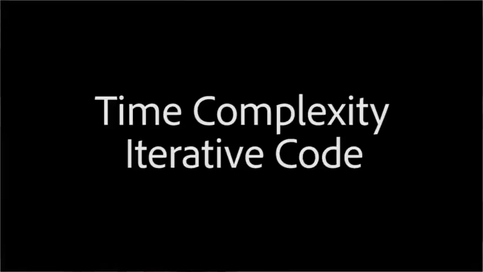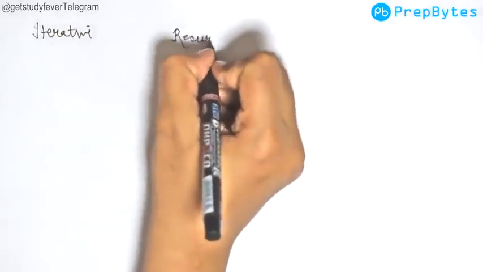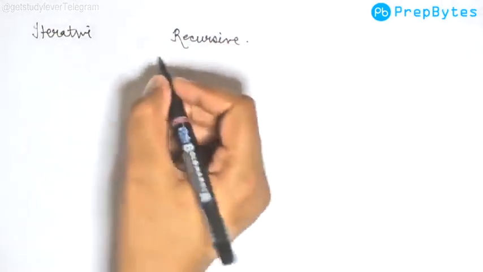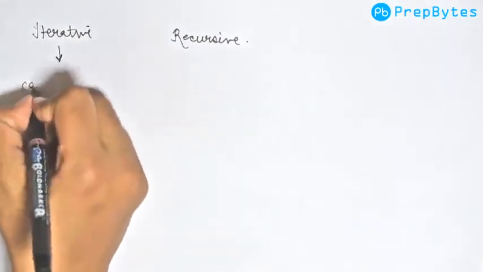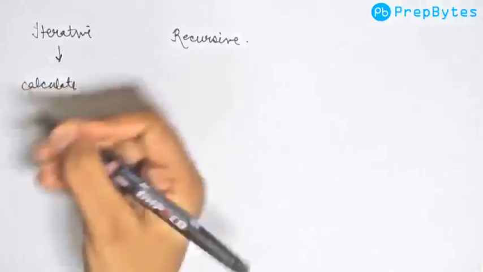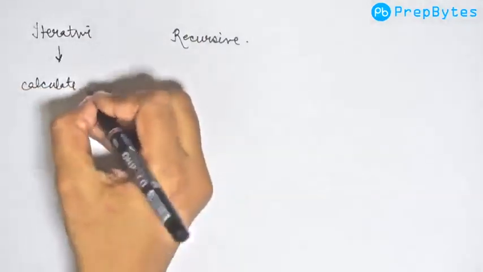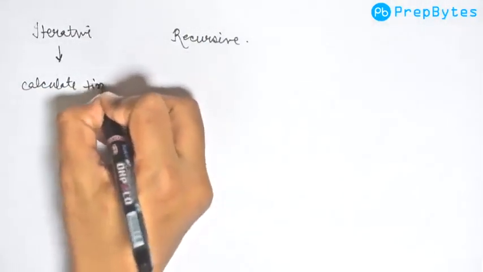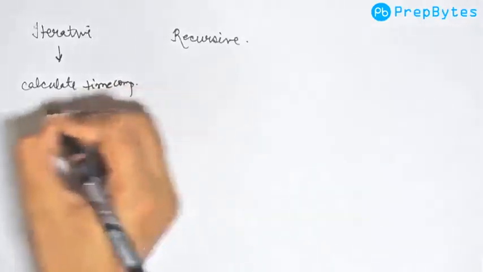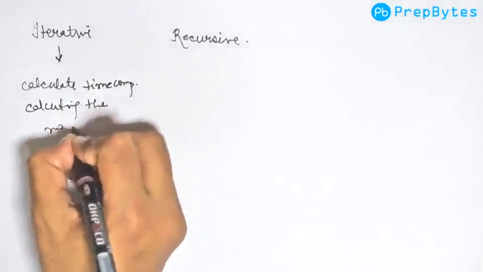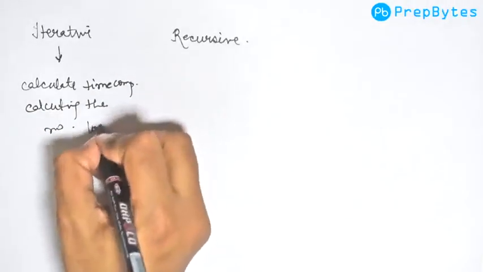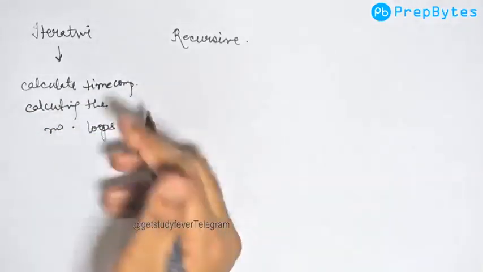The code could be of two types mainly, iterative or recursive. So in case of iterative, we calculate the time complexity by calculating the number of operations, or the number of times the loops will run.